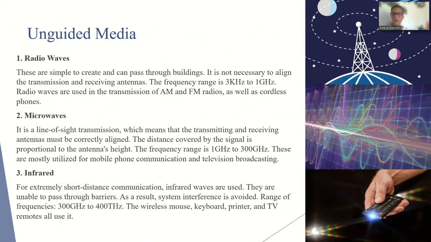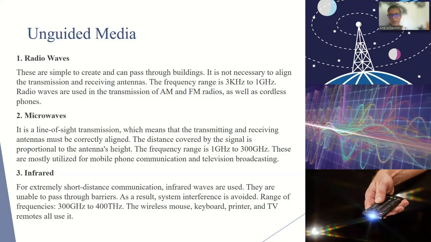Unguided media. Let's talk about radio waves under unguided media. These are simple to create and can pass through buildings. It is not necessary to align the transmission and receiving antennas. The frequency range is 3 kHz to 1 GHz. Radio waves are used in the transmission of AM and FM radios as well as cordless phones.